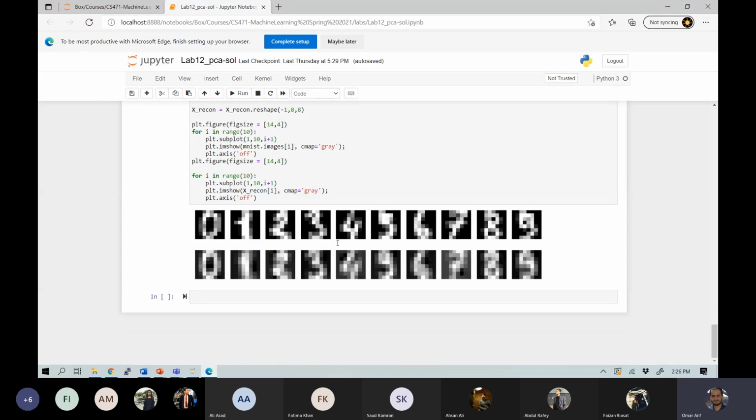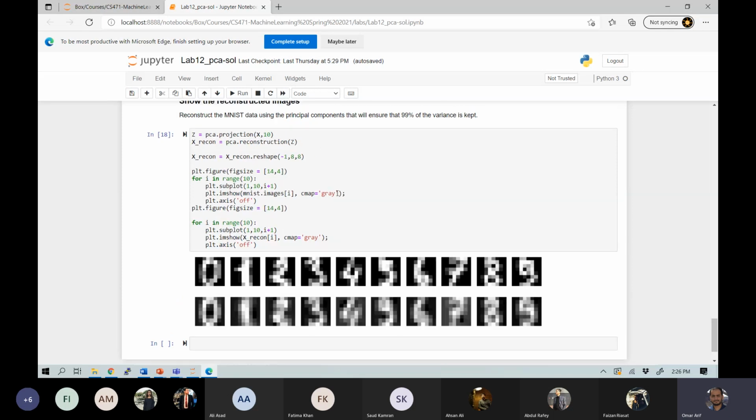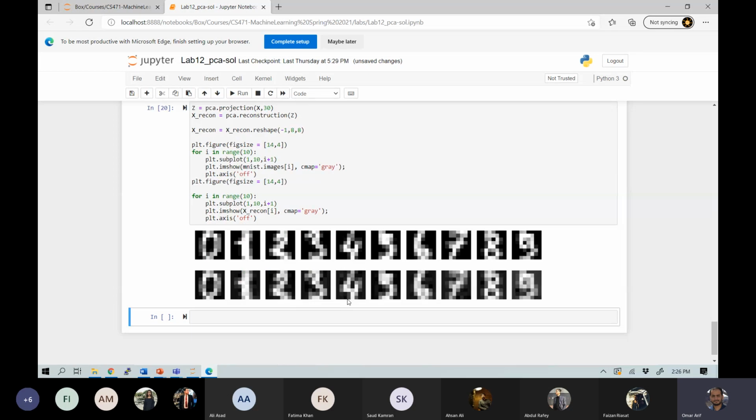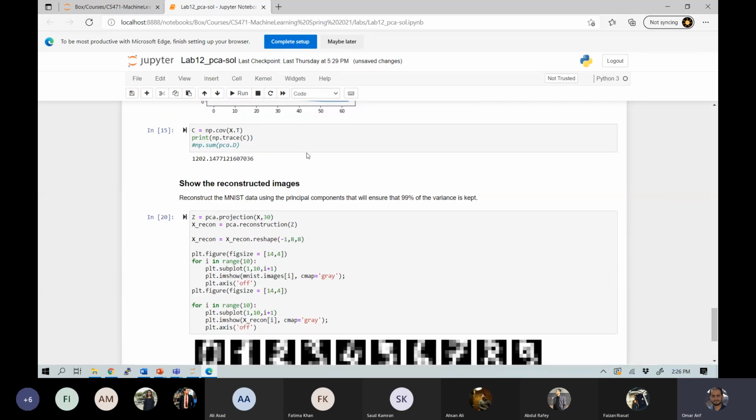And this is what you see here. The first row is the original data set. The second row is the reconstruction, I guess here I have set it to 30. So at 30 the difference is almost negligible. You do not see any difference, right?